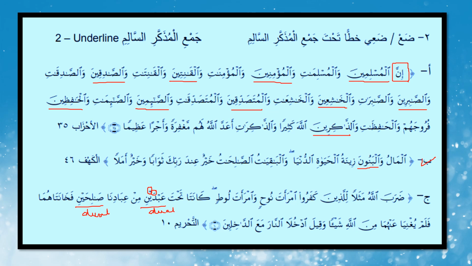Fakhanatahuma. Then falam yughniya anhuma minallahi shay'an wa qilad-khulan-nara. It is said to them to enter the nar, ma'ad-dakhilin. So this is our Jama Muzakkar coming from the verb dakhala. Dakhil is the one who enters, and dakhilin is Jama Muzakkar Salim, and it is in ism majroor. Why? Because of the harf jar. So let's check another question.